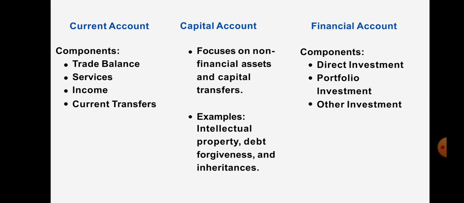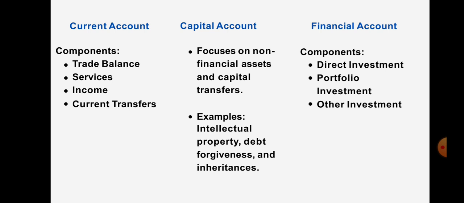And the next part is about the capital account. Capital account focuses on non-financial assets and capital transfers. It involves the transfer of assets between governments, like non-financial assets, patents and copyrights. And the last target category is the financial account. Its three components are direct investment, portfolio investment, and other investment.